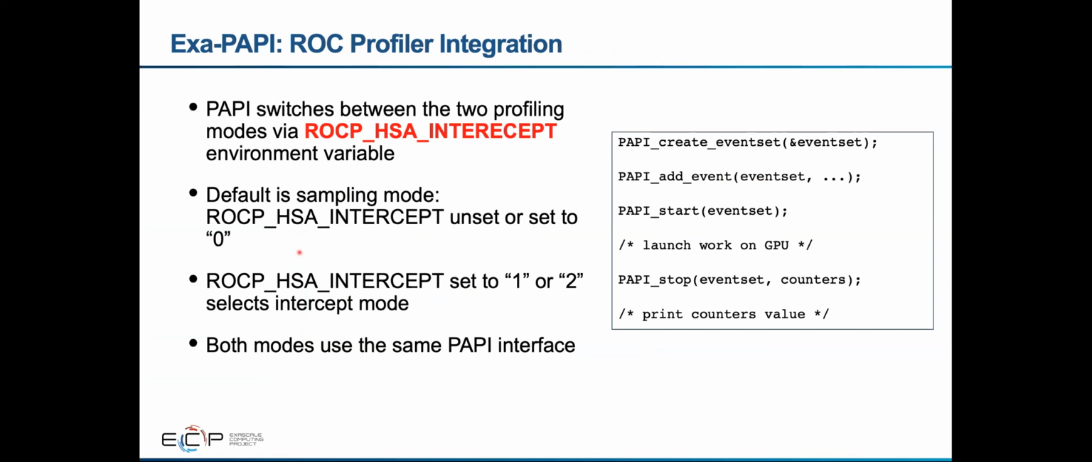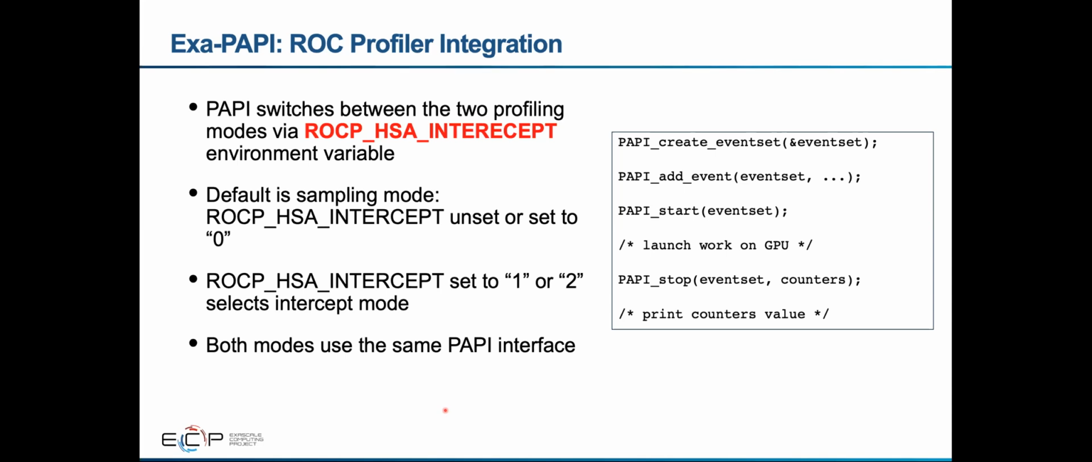Okay, so the new ROCm component supports both sampling and intercept mode that we have just seen, whereas the old ROCm component only supported sampling mode. In the new ROCm component, the mode can be selected by the PAPI users through this ROCPHSA intercept environment variable. By default, when the variable is unset or set to 0, PAPI selects sampling mode. If the value of the variable is set to either 1 or 2, on the other hand, PAPI selects intercept mode instead.